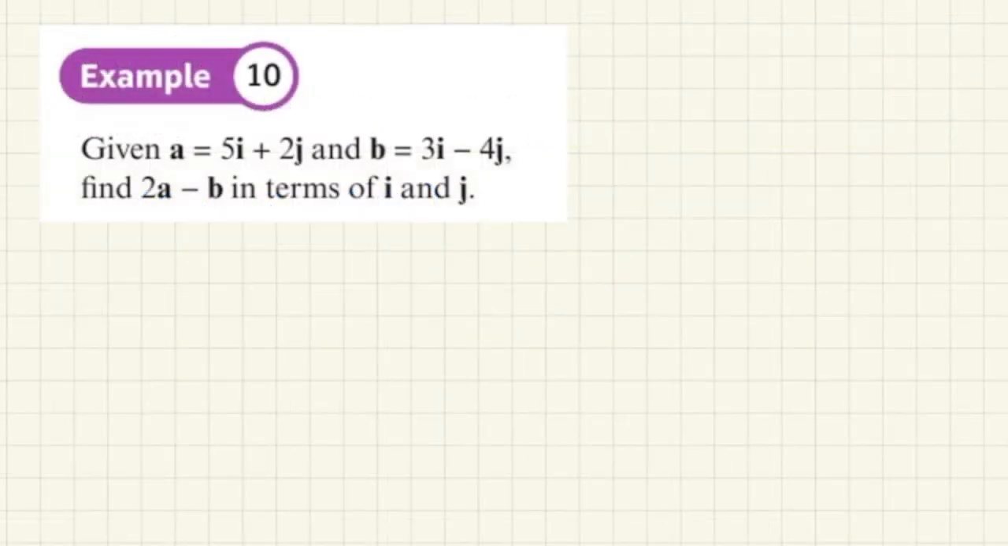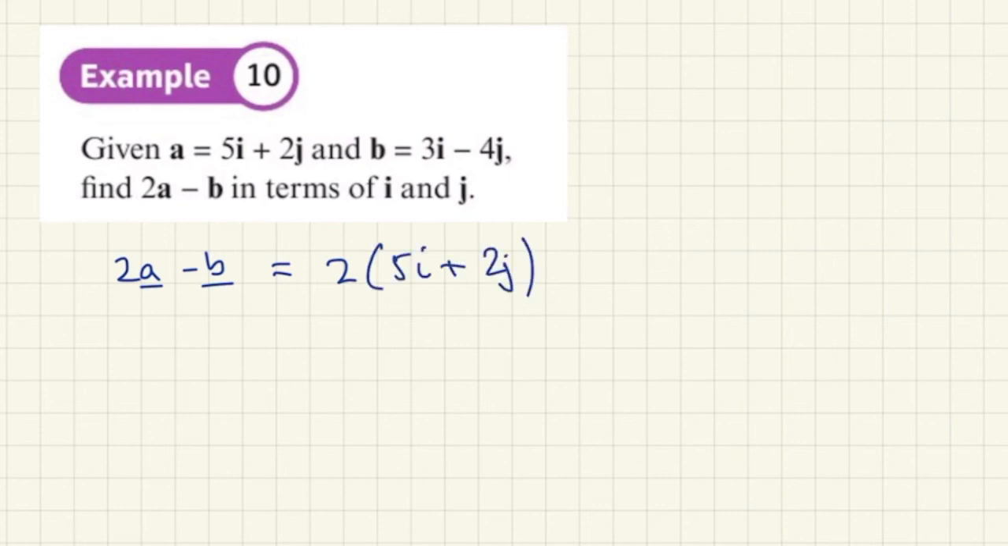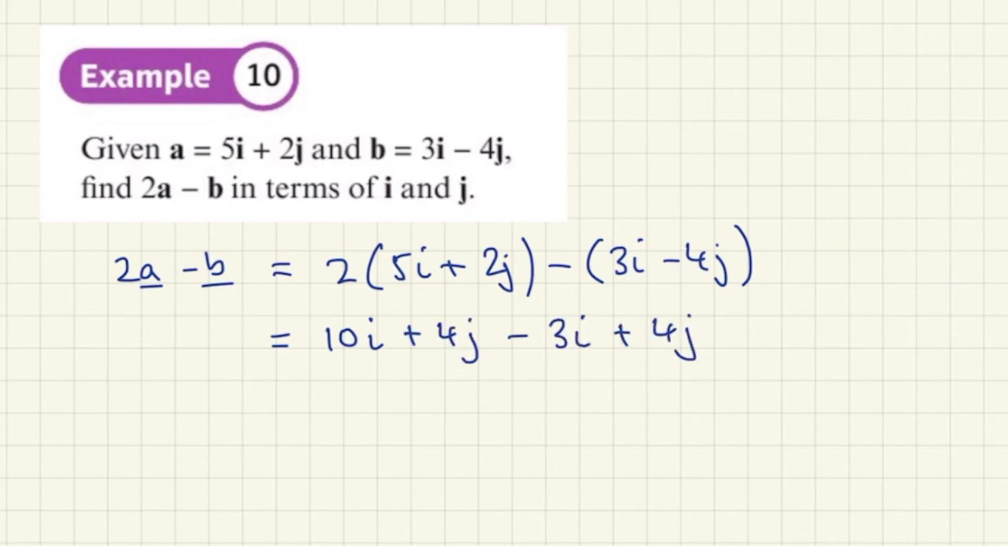Example 10, and I'm given two vectors A and B. I'm asked to find two lots of A minus B in terms of i and j. So that would be two lots of 5i plus 2j minus 3i minus 4j. Well, that's going to be 10i plus 4j minus 3i plus 4j. 10i minus 3i is 7i, and 4j plus 4j is 8j.